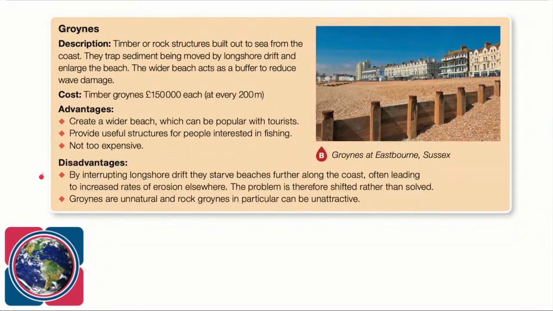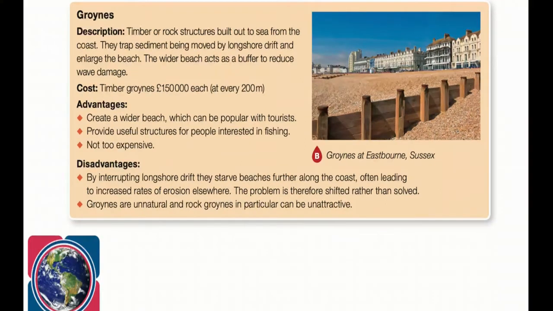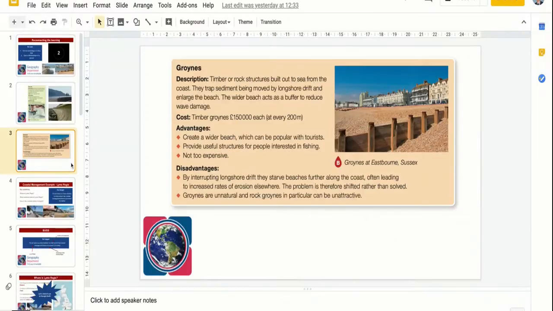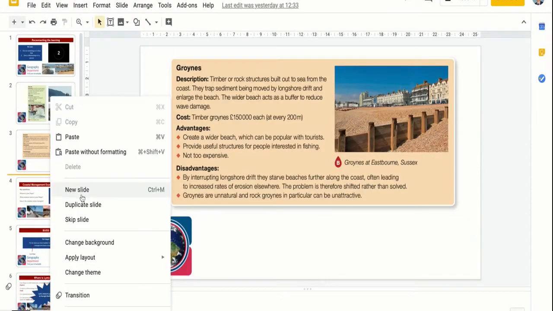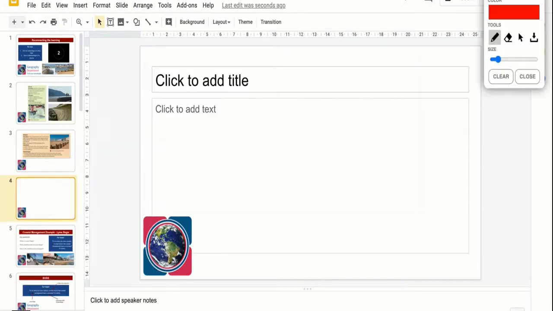Now for me, this is the most important one. By interrupting longshore drift, they starve beaches further down the coast, which often leads to increased erosion elsewhere. That's something which I drew you a little diagram of last lesson. Just to reiterate that, I'm going to come out of my slideshow now. I'm going to open up a brand new blank slide for us, and I'm just going to draw it again just to refresh your memories.